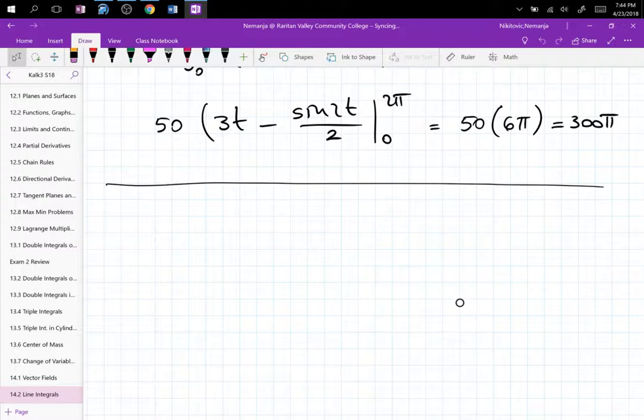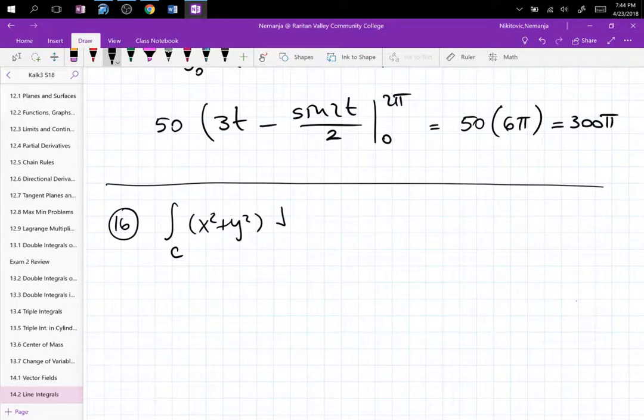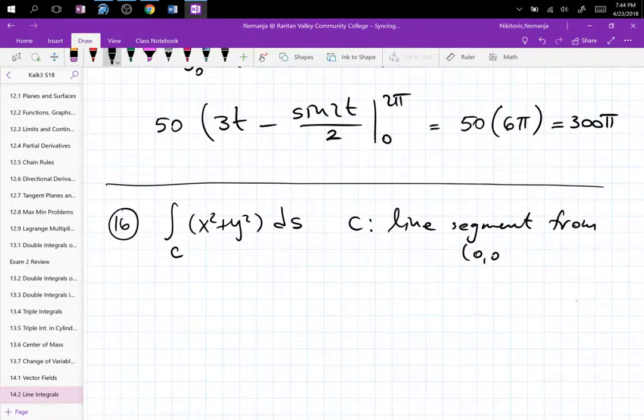The first problem is going to be a line segment. A line segment is a part of a line. Lines are infinitely long, and if you're using a line segment, then you are just chopping off one portion of the line. So problem 16 is asking you to compute the line integral of x squared plus y squared ds on C, which is the line segment from 0, 0 to 5, 5.